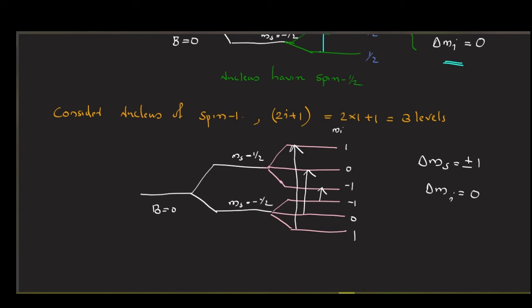In all these cases, we can see that delta ms is equal to plus 1. Why? Because this represents absorption, and delta mi is 0. This is specially for a nucleus with spin 1.